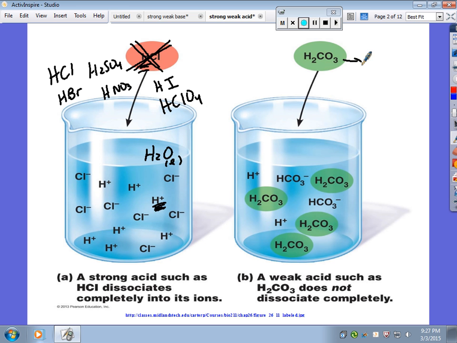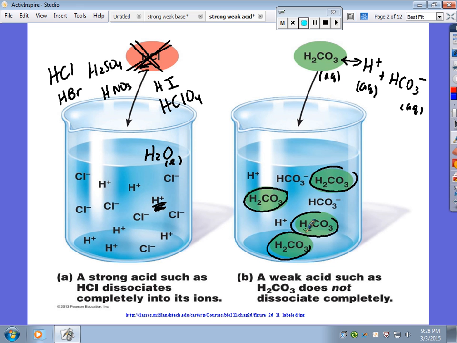So you would see a double arrow, and what would you see? You'd see H plus, and you'd see this negative anion right here. And what do you have floating around in this beaker? This actually is dissolved. It's not dissociated. So you have lots of these, don't you? You have lots of these right here. And you have very few hydrogen ions compared to what you have dissolved as a blob. And you have very few of these negative anions compared to what you have dissolved as a blob.